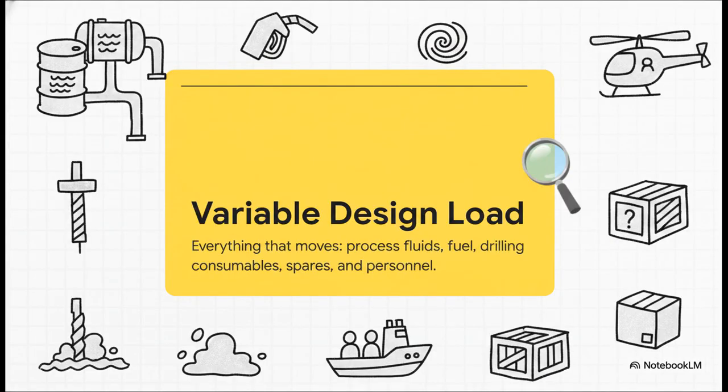Now, the second vital metric we track alongside all that permanent steel is VDL, which stands for Variable Design Load. If LWT is the skeleton, VDL is the lifeblood of the asset's operations. This captures literally everything that moves, everything the platform actually needs to do its job out on the water. Process fluids, diesel fuel, heavy drilling consumables like mud, spare parts, and the actual personnel living and working on board. Both LWT and VDL are tracked in a live weight register, and they have to be reported monthly without fail.